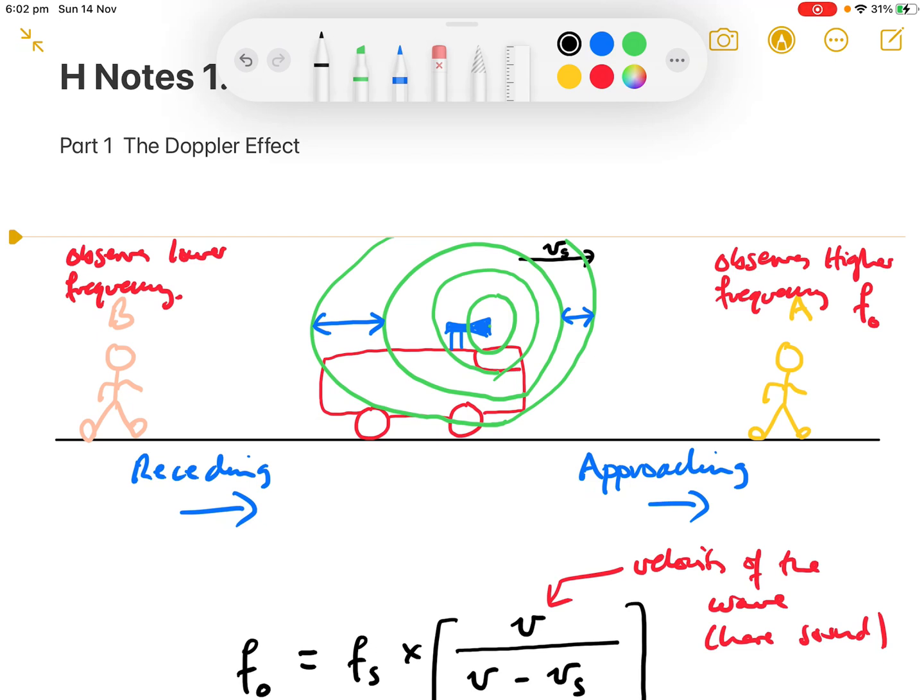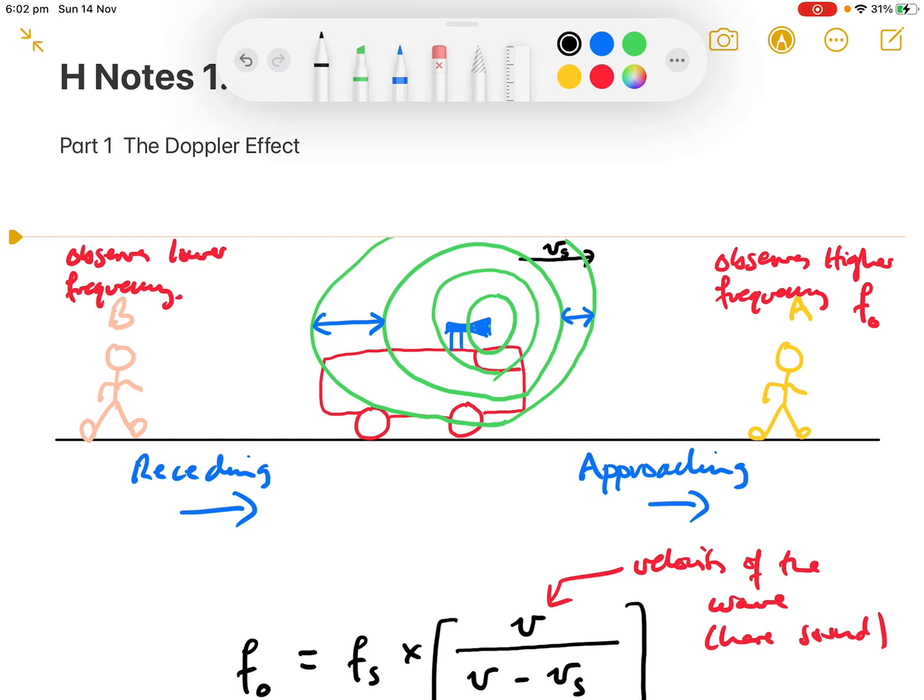So the fire engine siren would be observed by observer A, whom the fire engine is approaching. He would observe a higher frequency. We'll call that F naught, the observed frequency, and we'll deal with the equation for calculating the observed frequency in a minute.